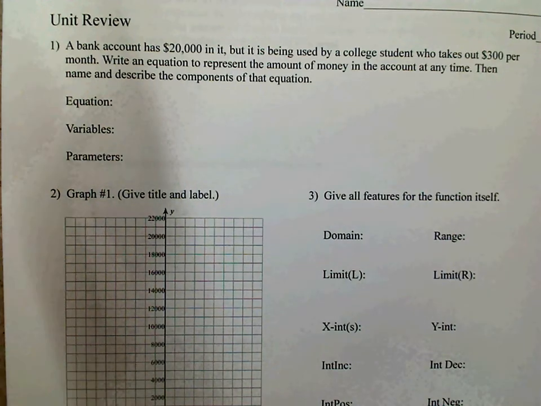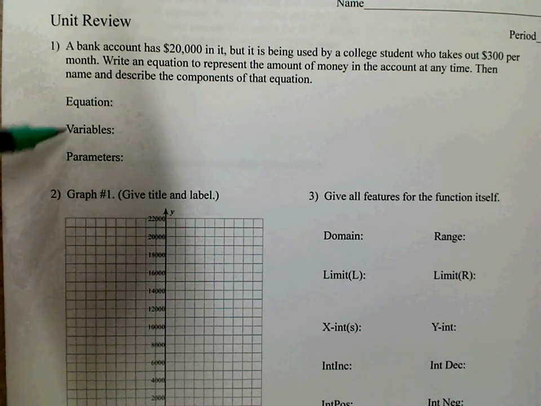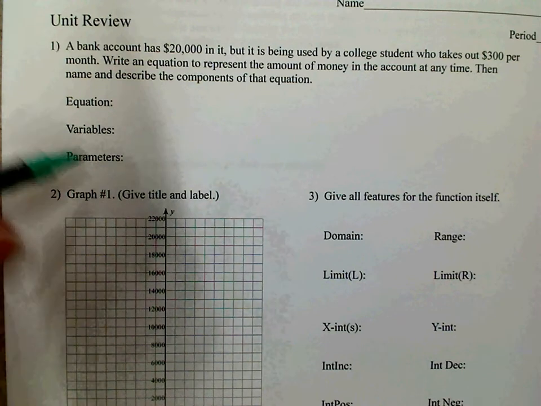Okay, so number one, a bank account has $20,000 in it, but it's being used by a college student who takes out $300 per month. So we're going to write an equation to represent the amount of money at any time, and then go ahead and name the variables and the parameters. It says right there what you need.